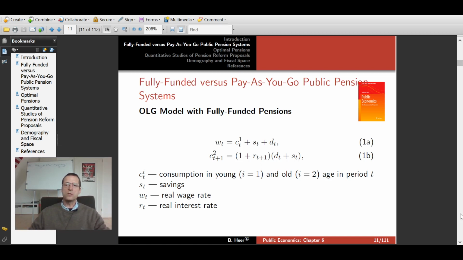The government will pay to us the proceeds from the investment in the capital market of our contributions to the pension system. So they invest DT in the capital market, will get 1 plus RT plus 1 as a return on their investment, on their savings, and they will return the full sum, the principal plus interest, to us at the end of period T plus 1. So let us look at the timing here.